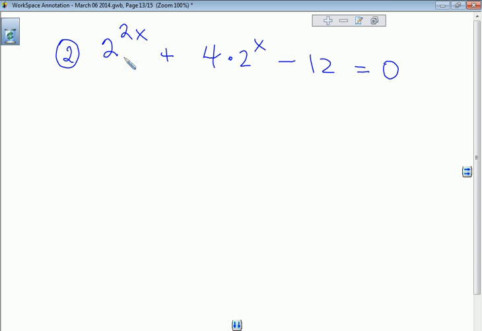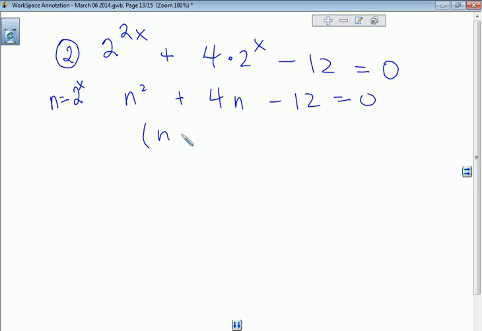Let's take a look when our base is not e. Example 2. Here we have 2 to the 2x plus 4 times 2 to the x minus 12 equals 0. So here we're in base 2, but here I see a squared term, a first term, and a constant. So it's an exponential that's in a quadratic form. So if I use n substitution, this time n would not equal e to the x. It would actually equal 2 to the x. So this would be n squared plus 4n minus 12 equals 0.